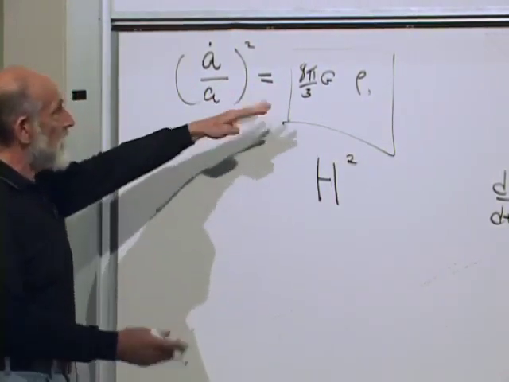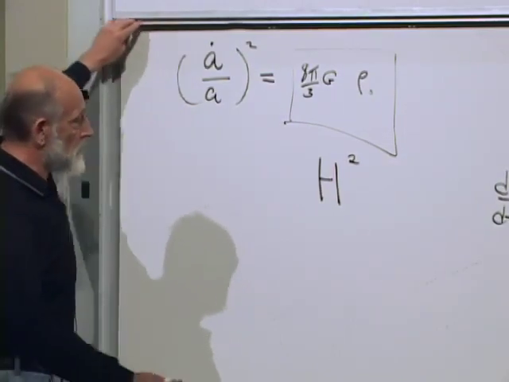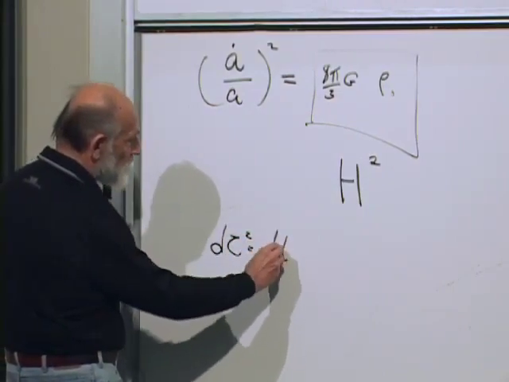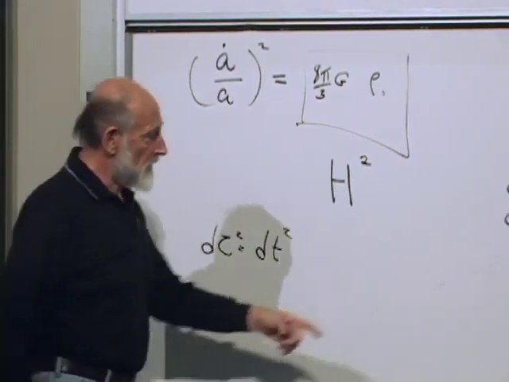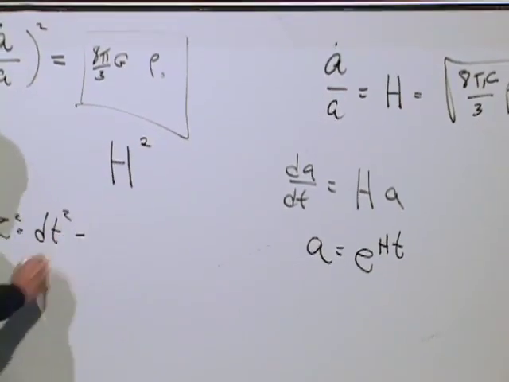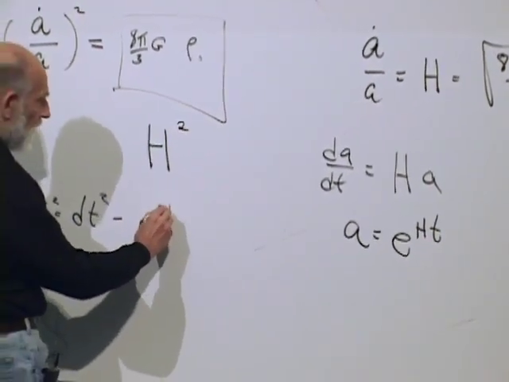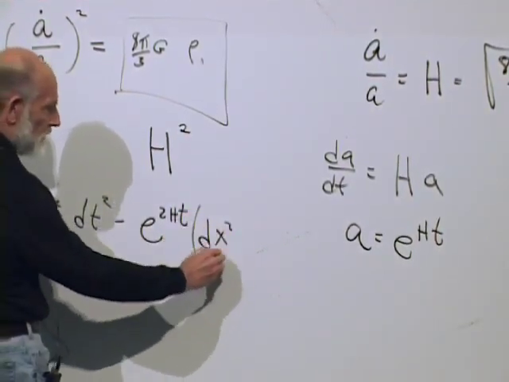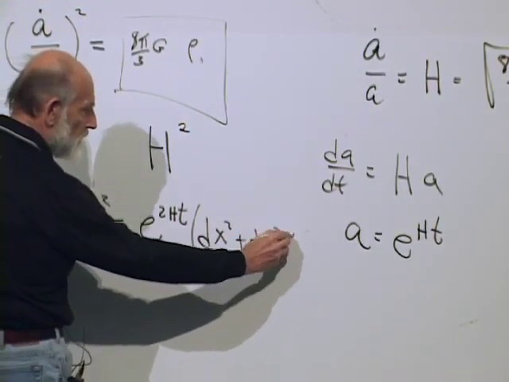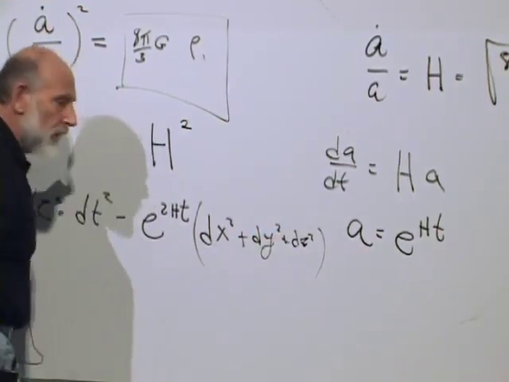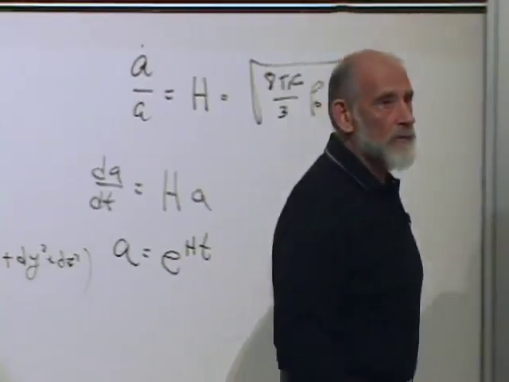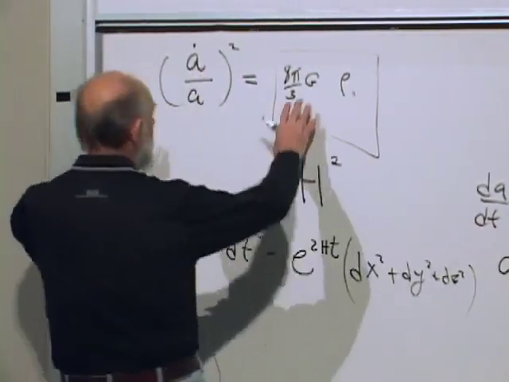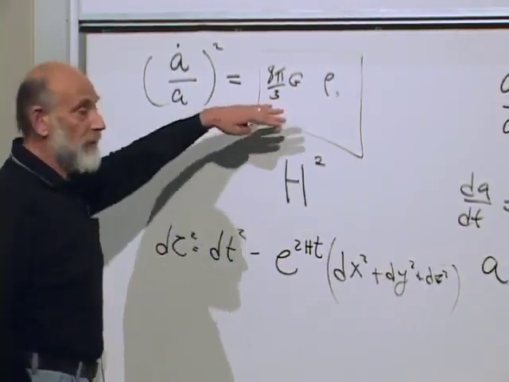this is the solution, and when I say it's the solution, I mean to say that the geometry, d tau squared, is equal to dt squared minus a squared, which is minus e to the 2ht, that's a squared, times dx squared. And the dx squared means dx squared plus dy squared plus dz squared. How could it be negative? You have a positive quantity on the left-hand side. Yeah, yes, you're right. It can't be negative and space be flat.